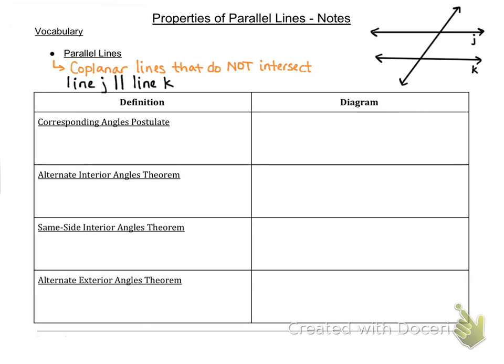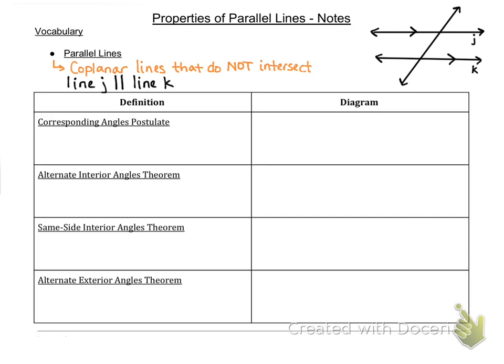Now the way that we show that on our diagram is by drawing arrows. So you're going to draw a small little arrow on line J and another small arrow on line K. That means that those two lines are parallel. So by looking at a diagram, you can always tell whether lines are parallel if they have those arrows on them.